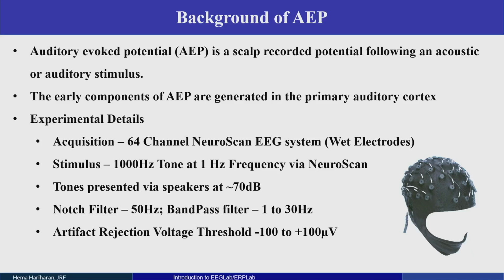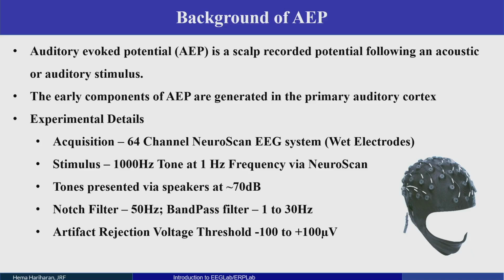What are these kinds of events? It can be any kind of event. It can be a flash of light, a difference in the size of a ball, or different colors of balls. It can be an auditory stimulus, a tone, or clicks. These are the different kinds of events which can be presented.